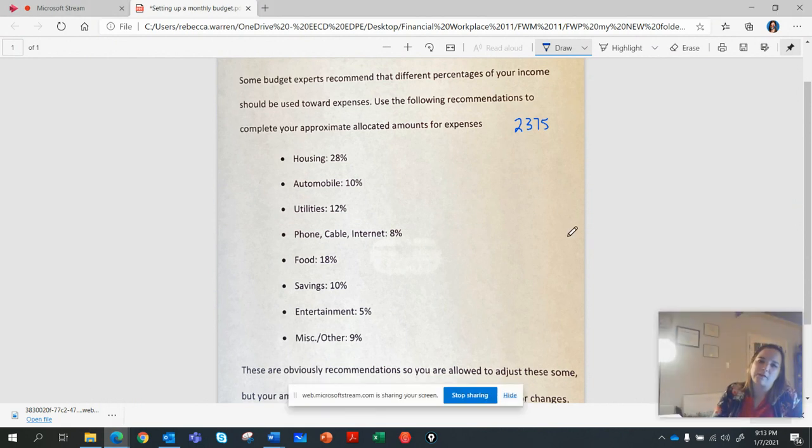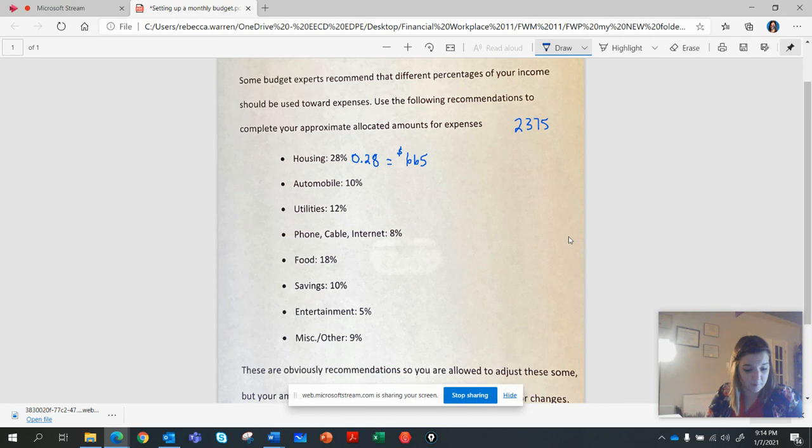So if that was my net monthly pay, then I would take that number and I would times it by each of these percentages. So 28% is 0.28. So I would take 2,375 and times it by 0.28, which would give me 665. So it means I shouldn't be spending too much more than $665 a month on my housing, on my mortgage.